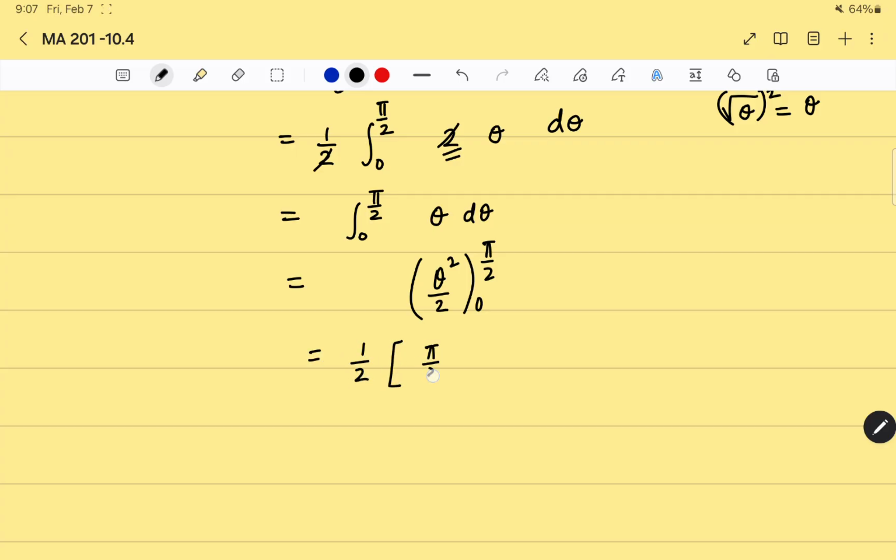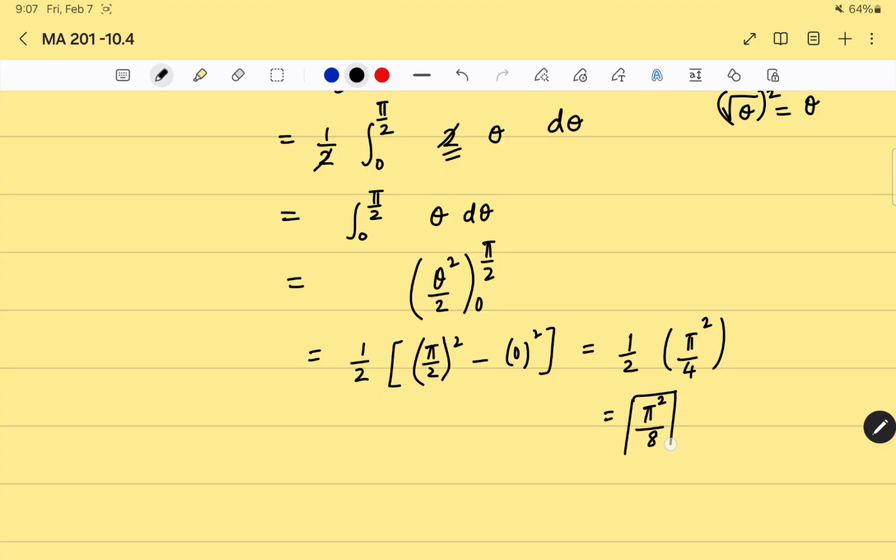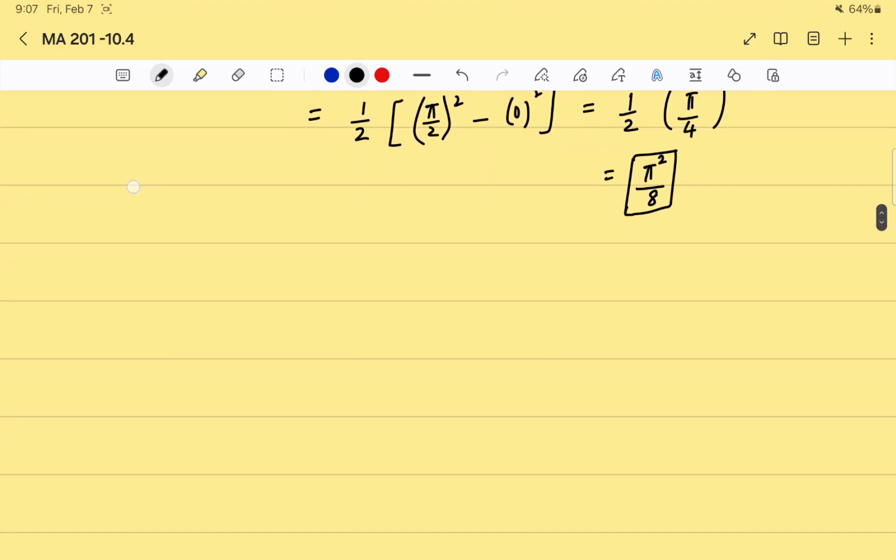Upper limit pi by 2 the whole square minus lower limit 0 square, which is equal to 1 by 2 bracket open pi square divided by 4 bracket close. This is equal to pi square divided by 2 times 4, which is 8. So pi square divided by 8. Clear everybody? Right. Let's go to the next question.